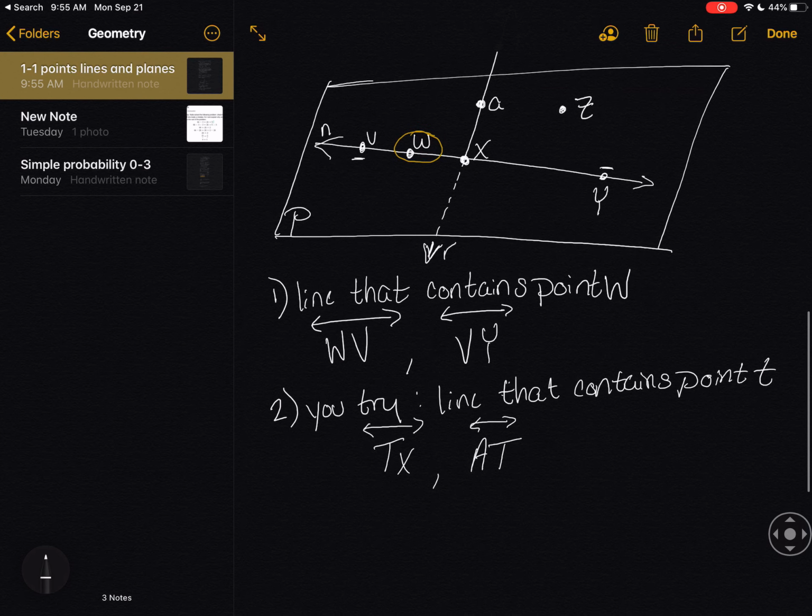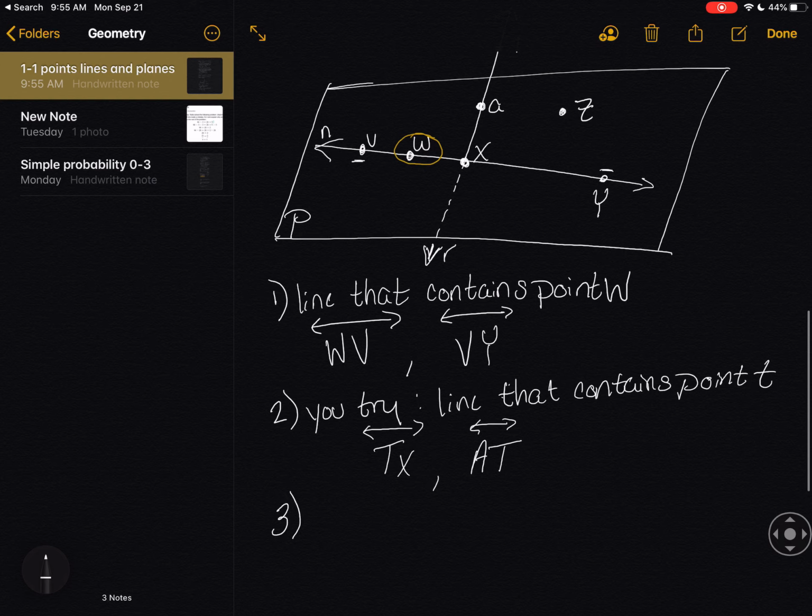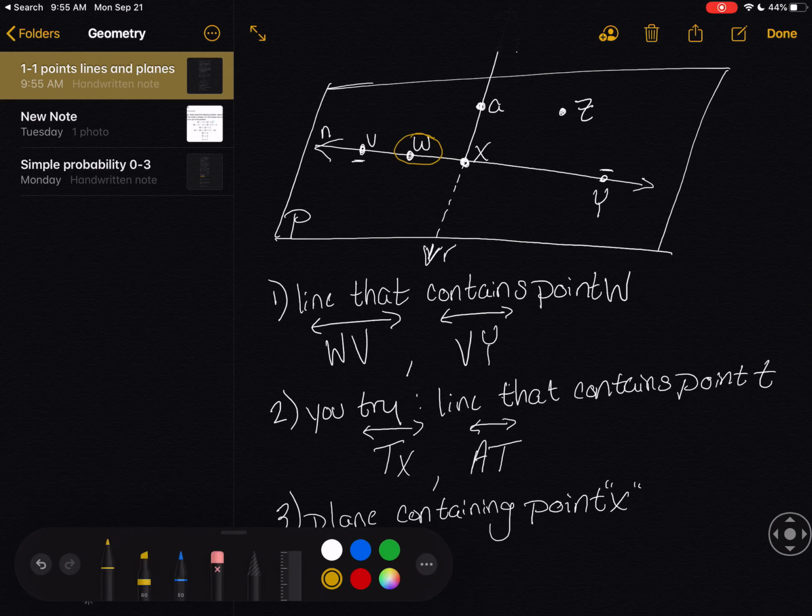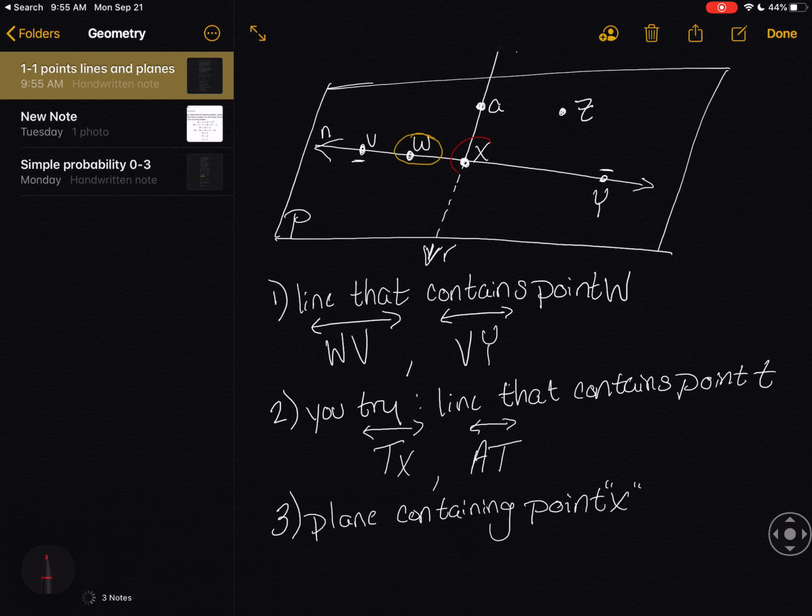So the next thing that I want to talk about, the next question 3, I want to know a plane containing point X. So if I'm looking at a plane that contains point X, I'm going to again find where that point X is. And my point X is right here in the middle. So I could call this X, Y, Z.